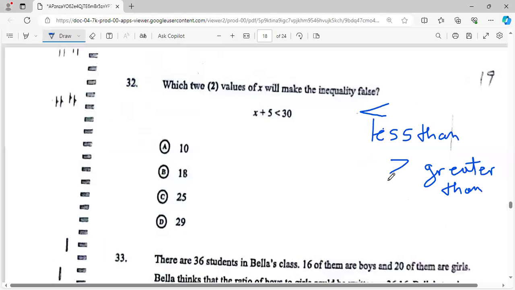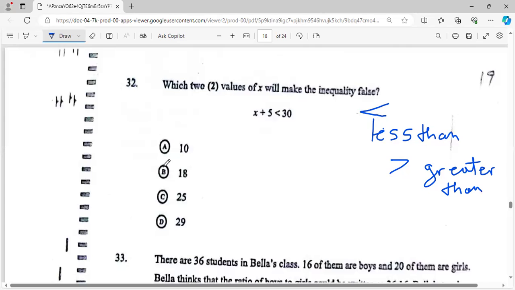You would choose 10 as your answer. Sir, I guess so, because when you add 10 plus 5, it's less than 30. Sir, I disagree. All right, so you would choose 10. But you said two numbers. Which other one?